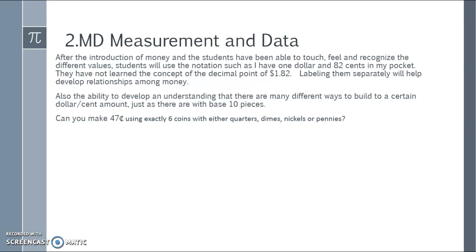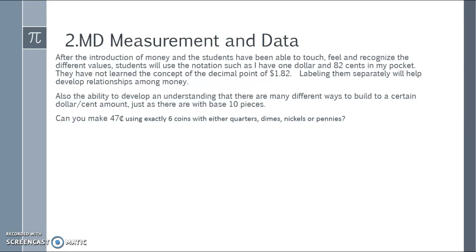After the introduction of money, and the students have been able to touch, feel, and recognize the different values, students will use notation such as, "I have $1 and 82 cents in my pocket." They have not learned the concept of the decimal point yet, so we need to keep them separate. Labeling them separately will help develop relationships among money for them. Also, the ability to develop an understanding that there are many different ways to build to a certain dollar or cent amount, just as there are with base 10 pieces.